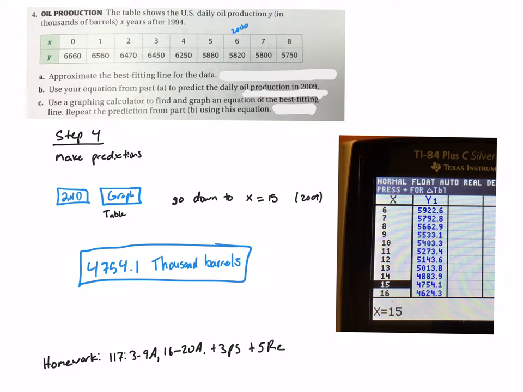And that is how you use your calculator to calculate a line of best fit. Your homework is on page 117. You can do 3 through 9 all, 16 through 20 all, number 3 practice problem solvings, and 5 reviews.